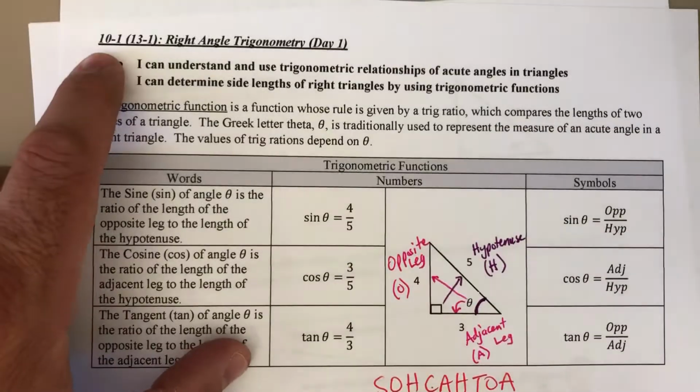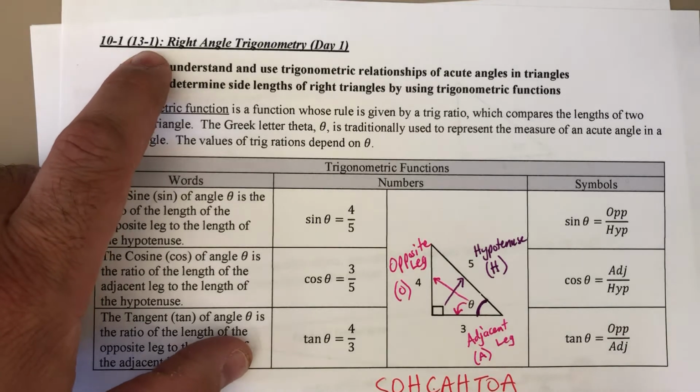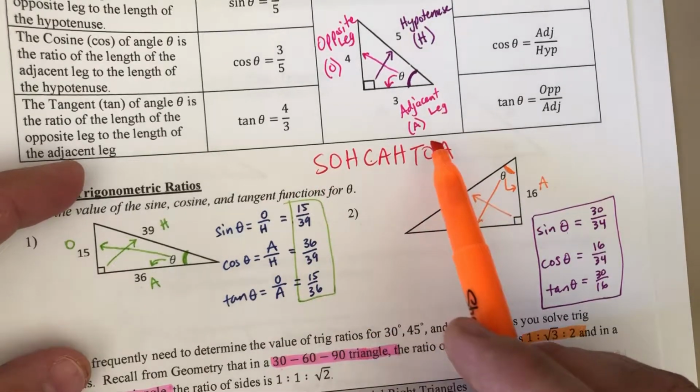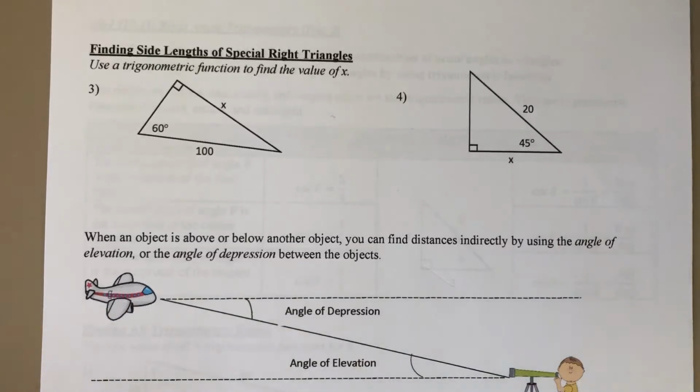We started looking at trigonometry. Remember, we're in Unit 10, Section 1, which matches from the textbook Chapter 13, Section 1. We talked about trig. We brought back some old stuff, if you remember SOHCAHTOA. We talked about special right triangles, and now we're about to apply those things we talked about.